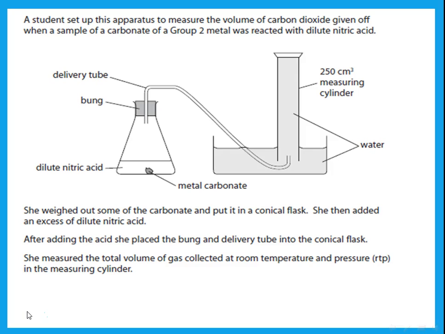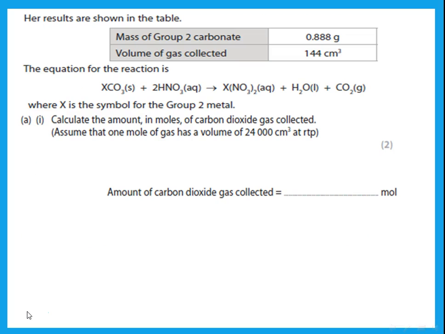Can you see what a bung is? The bung is the thing that they close the flask with, and a delivery tube into the conical flask. She measured the total volume of gas collected at room temperature and pressure in the measuring cylinder. Okay, then her results are shown in the table. So the mass of the carbonate was this, and the volume of gas collected was this. Now calculate the number of moles of CO2 gas collected.